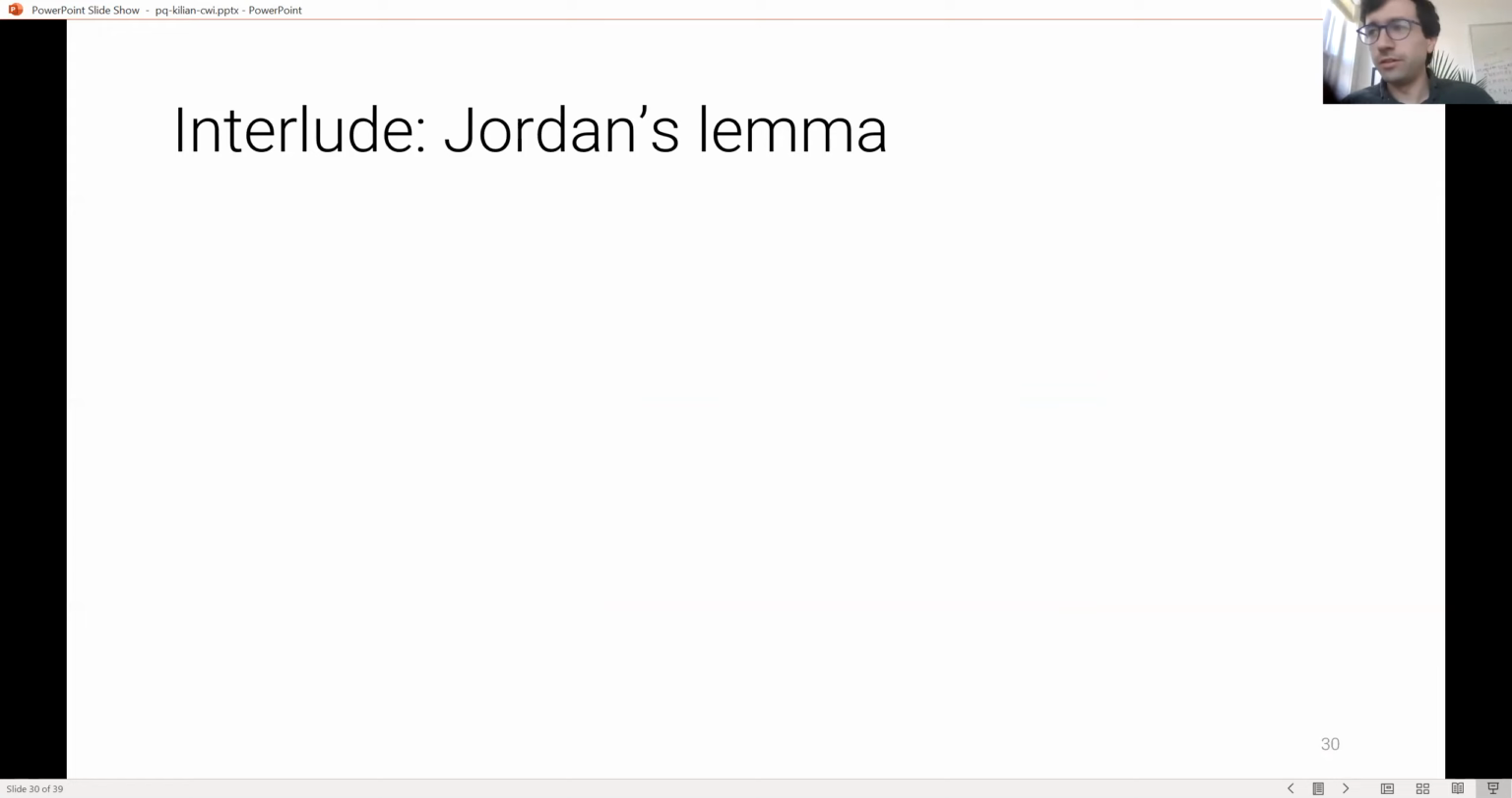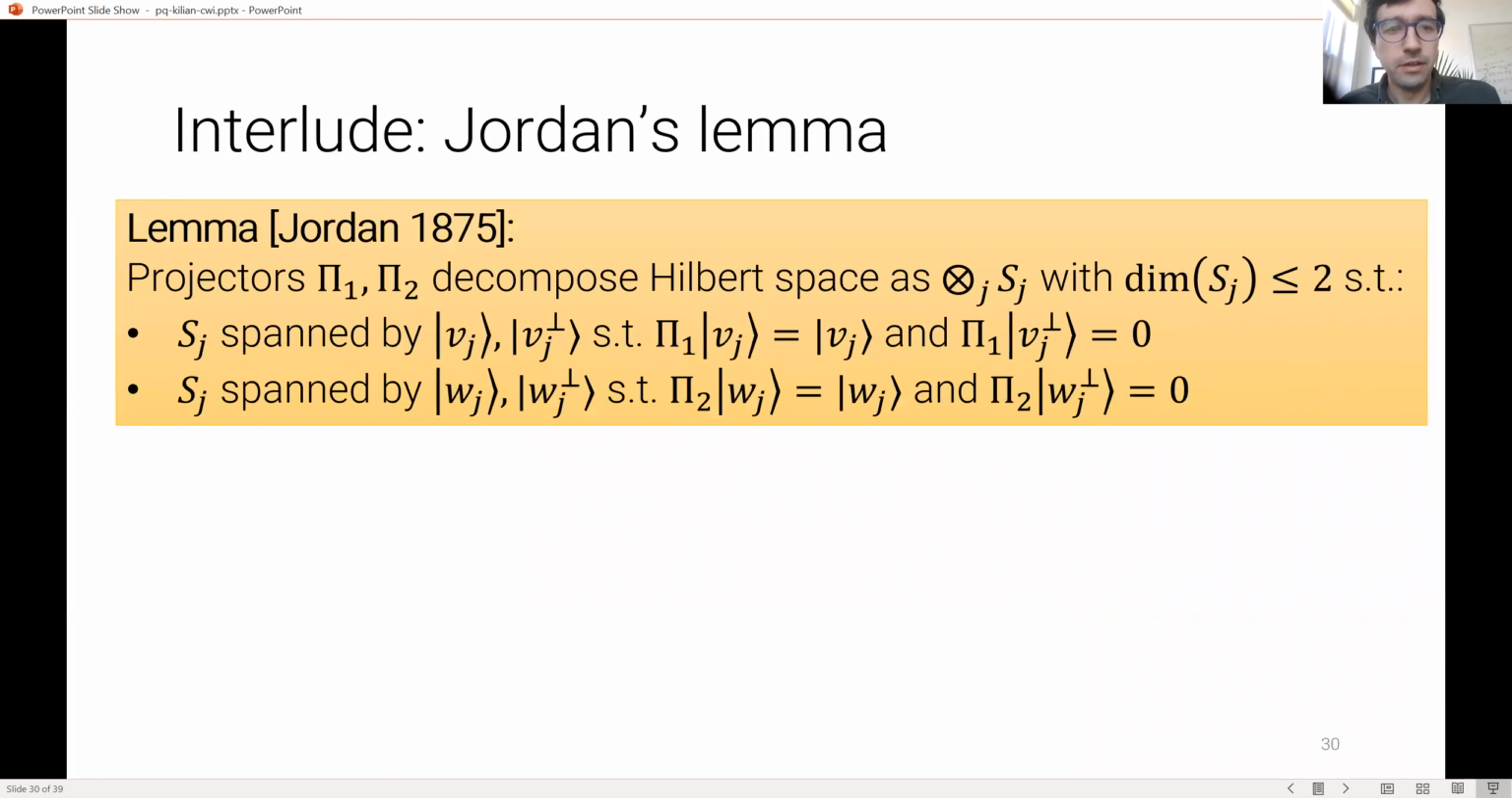So I'm going to attempt to show the analysis of this algorithm. I think it's very, very cute, and I guess kind of deep. The tool that you use is Jordan's lemma. If you have two projectors, then these projectors jointly decompose the Hilbert space into subspaces of at most two dimensions. For this talk, I'm just going to think about all the subspaces as being two-dimensional. One-dimensional subspaces are uninteresting.